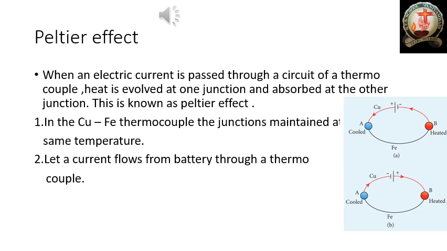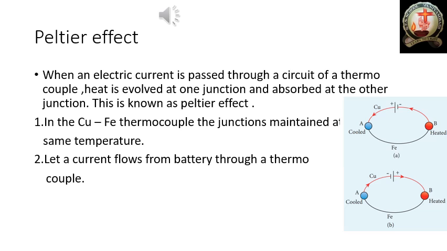So I am calling that circuit a thermocouple closed circuit. You can remember this point and keep it in your mind. Then we go to the explanation of the Peltier effect. When an electric current is passed through a circuit of a thermocouple, heat is evolved at one junction and absorbed at the other junction. This is known as the Peltier effect.